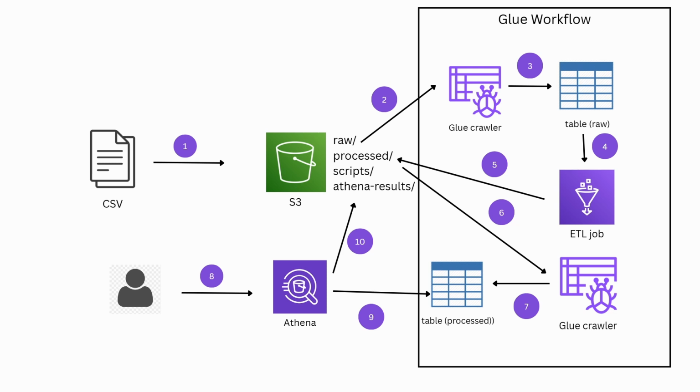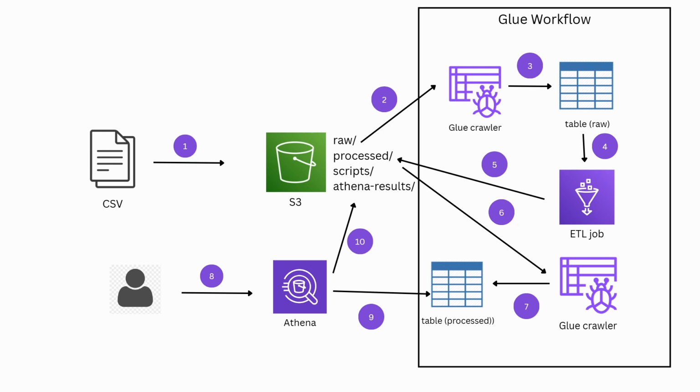Now, once the crawler finishes doing its job and creates that raw table for us, a trigger is going to automatically start the Glue ETL job. We have all of this inside of a Glue workflow, so this is going to be done automatically, right? The ETL job is going to read from the Glue catalog. It's going to clean and filter the rows, do all of those things that we just talked about when we were looking at the ETL code. And then it's going to write the processed data into the process folder of the S3 bucket.